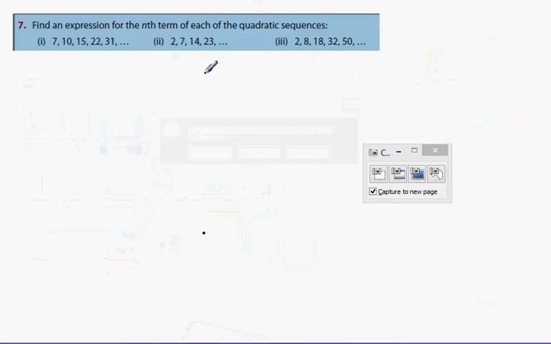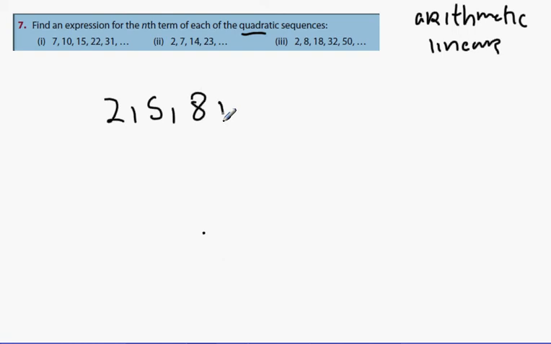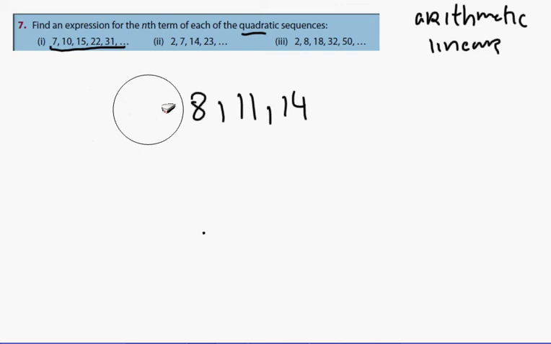Okay, the following: find an expression for the nth term of the quadratic series. You notice it's not an arithmetic or linear series anymore. It's not arithmetic and it's not linear, and I'm going to tell you how you know. In linear series, the gap is always the same, isn't it? Is the gap always the same in this question here? No. That means you're doing a different formula.